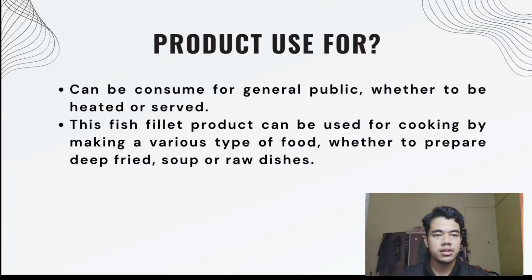For step 3, identify the product use. First, the product can be consumed by the general public, whether to be heated or to be served. This fish fillet product can be used for cooking by making various types of food, whether deep fried like fish and chips, soup like fish soup, or raw dishes like sushi.